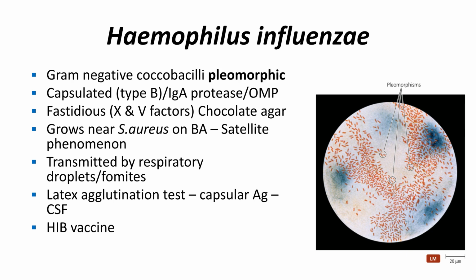Laboratory culture requires special conditions. It's fastidious, needing X factor hemin and V factor NAD for growth. We use chocolate agar, which provides both. A classic test is the satellite phenomenon.